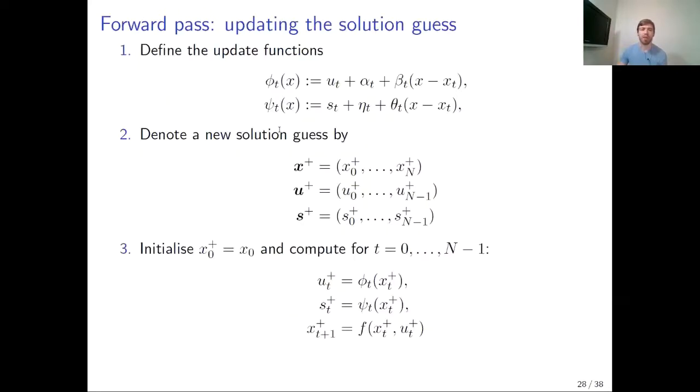Yeah, with the backward pass being resolved, one can go to the forward pass. The forward pass is pretty straightforward. We define the update functions. As you can see, it includes the coefficients computed for the parametric system. We denote a new solution guess with plus on top of variables. We initialize the solution at the same state and compute the update as follows.